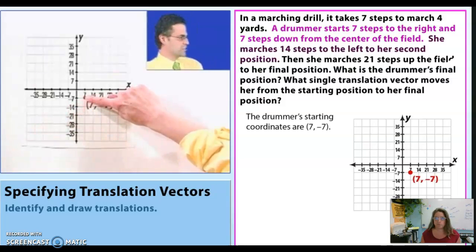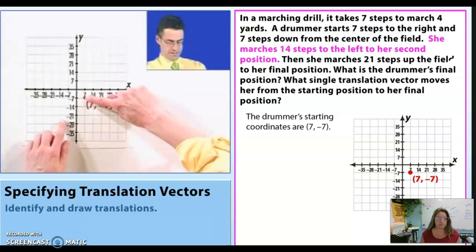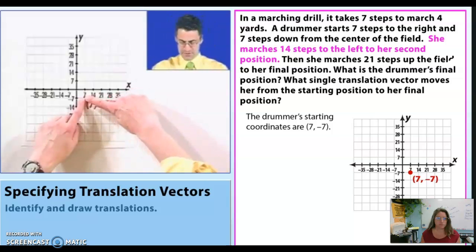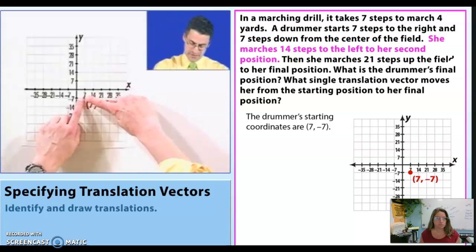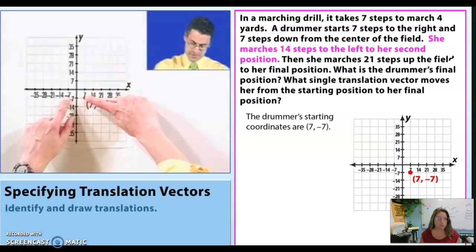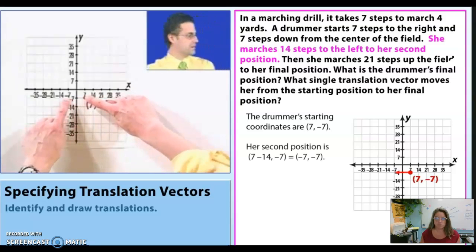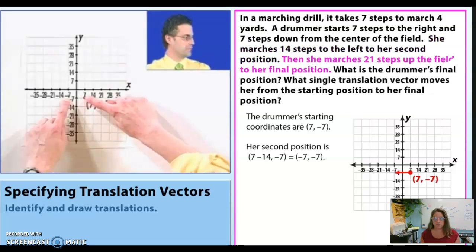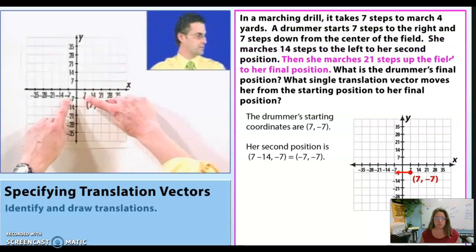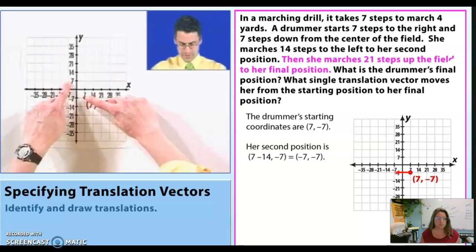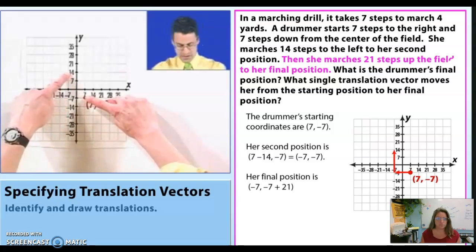Now let's check out what she does. She marches 14 steps to the left of her first position. So 14 steps to the left, this is 7 steps and 7 more steps, 14 steps. So now she's here. And then she marches 21 steps upfield to her final position. So here we go. That's 7, that's 14, and that's 21 steps. So now she's located right there.